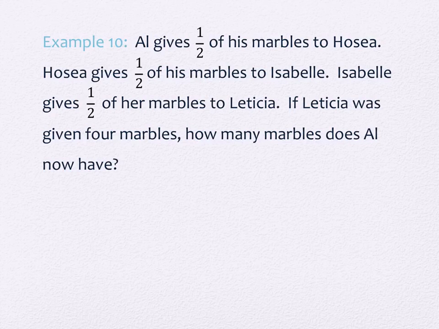Al gives 1/2 of his marbles to Jose. Jose gives 1/2 of his marbles to Isabel. Isabel gives 1/2 of her marbles to Letitia. Letitia was given 4 marbles. How many marbles does Al have now?